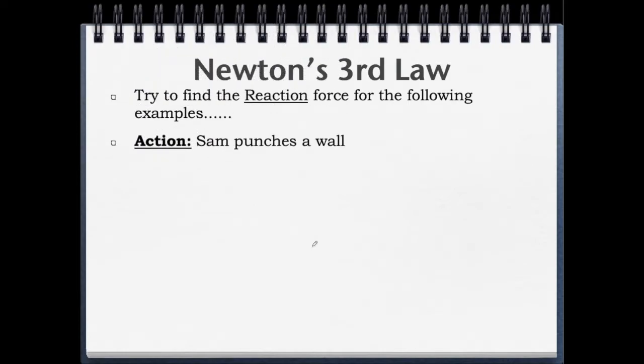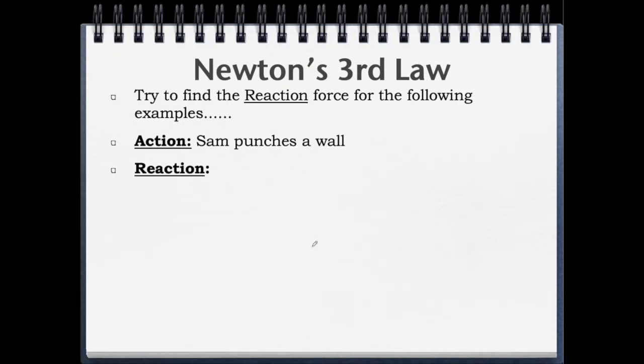So action, Sam punches wall. Sam got mad. He punched the wall as the action. So Sam's force is being exerted onto the wall. What's the reaction? The wall actually punches Sam back. And you're like, no, that doesn't make sense. The walls don't punch people. But we take it for granted, they actually kind of do.